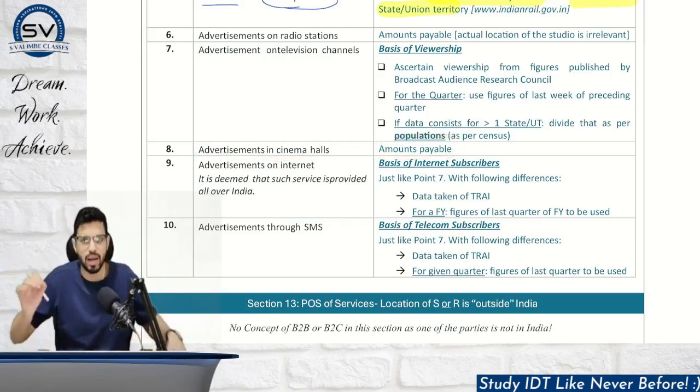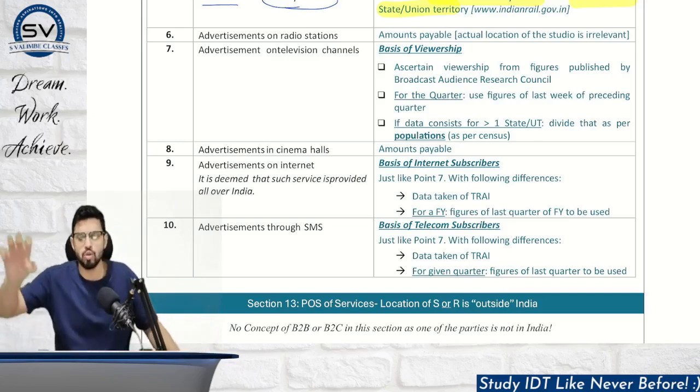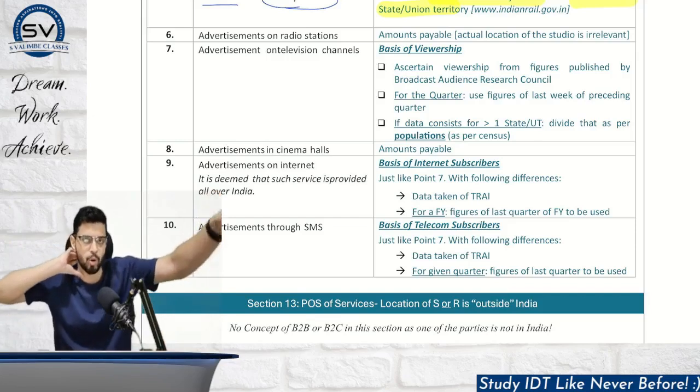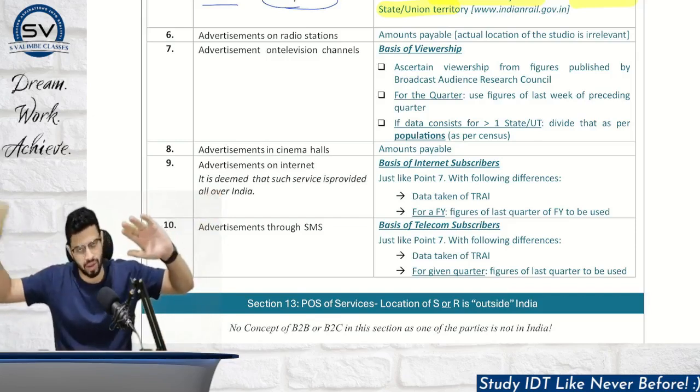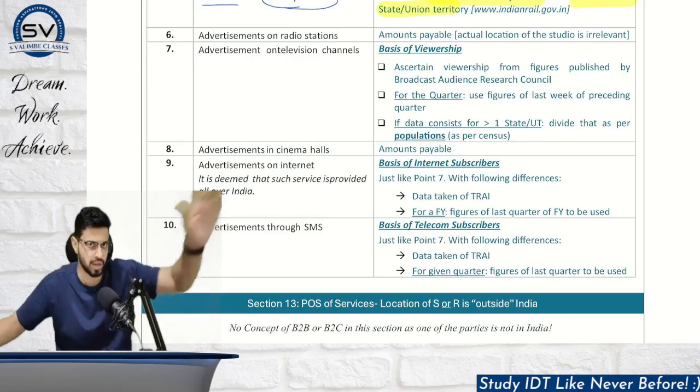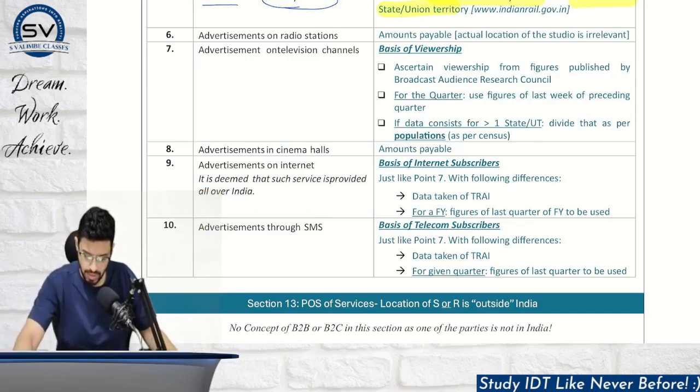So here also, clear-cut, these amounts are decided, that for Delhi PVR we are going to pay 5 lakh. For, let's say, Mumbai Inox we are going to pay 3 lakh. So for 5 lakh, place of supply shall be Delhi. For 3 lakh it will be Maharashtra. I hope this is clear.